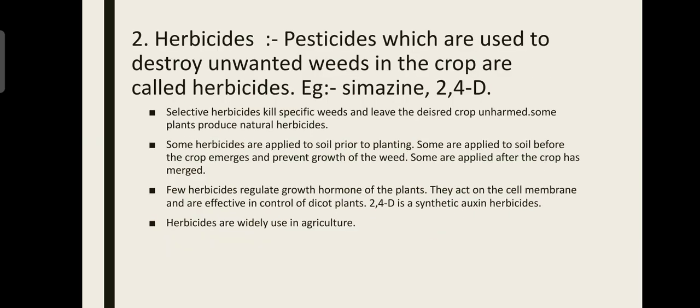Now the herbicides. Pesticides which are used to destroy unwanted weeds in the crop are called herbicides. Example: simazine. Selective herbicides kill specific weeds and leave the desired crop unharmed. Some plants produce natural herbicides. Some herbicides are applied to soil prior to planting. Some are applied to soil before the crop emerges and prevent the growth of the weed. Some are applied after the crop has emerged.